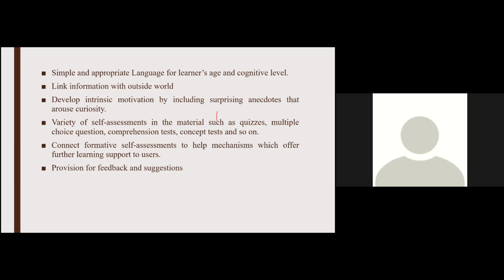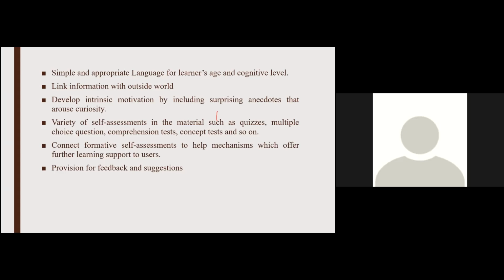that the students can take that, they can ensure that they have understood a concept and then move on to the next one. So these self-assessments should be embedded, a variety of self-assessments. Then connect formative self-assessments to help mechanisms which offer further learning support to users. So when they take up these assessments, give them some mechanism through which when they commit an error, they can know where they have made that error and what is the correct method and all those things.